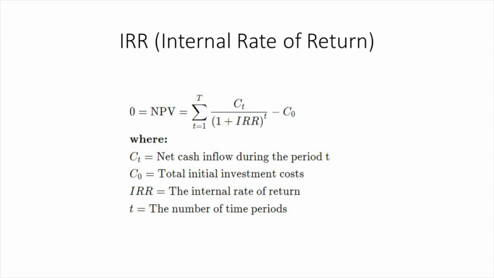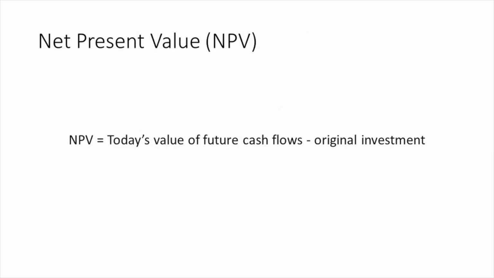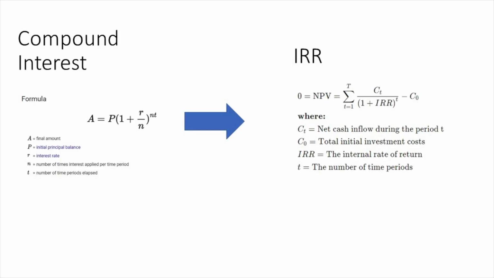For example, $1 today is not the same as $1 5 years from now due to inflation and potential investment returns from that money. The IRR is the corresponding discount rate when the net present value is equal to 0. If you look closely, you'll notice the IRR equation is essentially the compound interest formula inverted, and instead of multiplying by the interest rate, it multiplies the periodic cash flows by the discount rate to account for the time value of money.